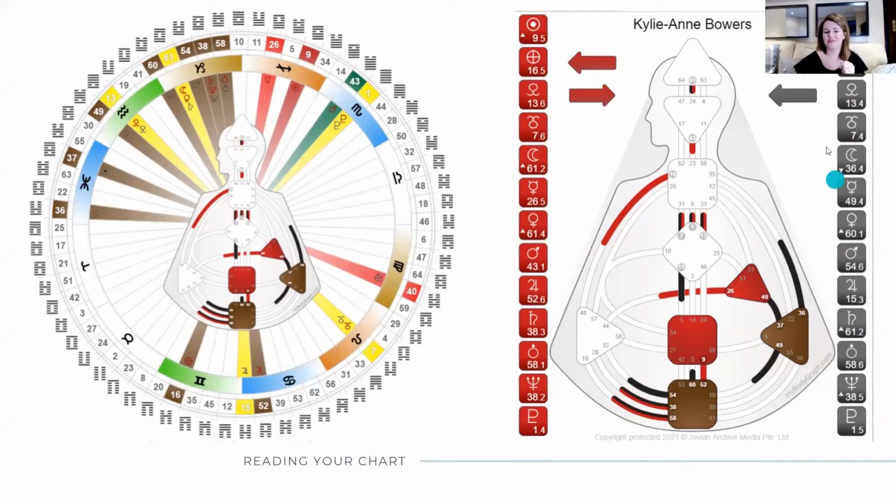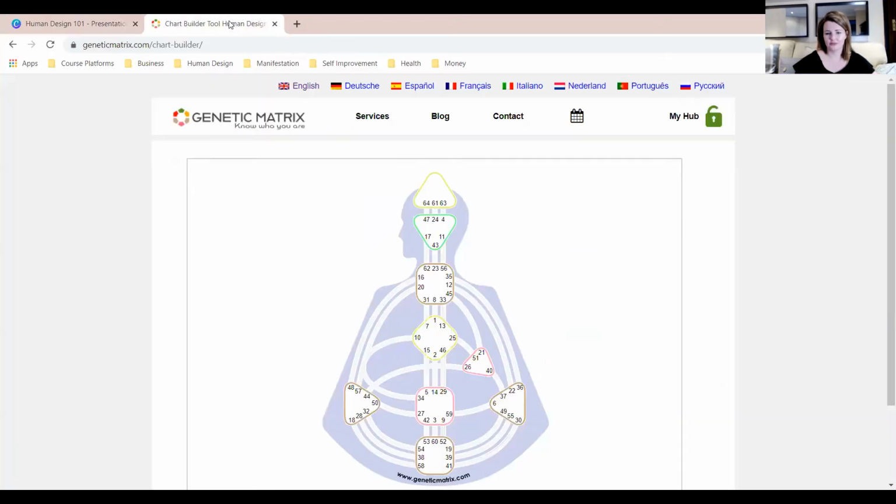Okay, so I'm actually going to stop the screen for a little bit. I just want to make sure, can you see the open white chart?